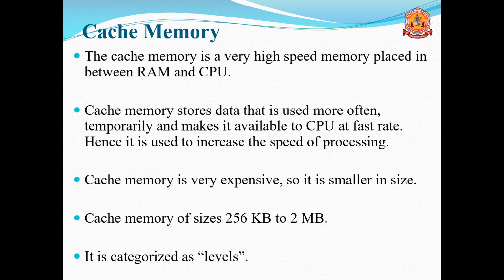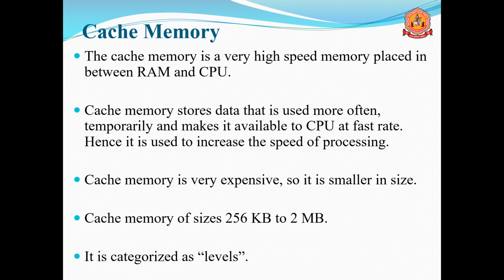Next type of memory is known as cache memory. The cache memory is a very high speed memory placed between the CPU and the RAM. Remember, it is a high speed memory compared to the other memory devices.